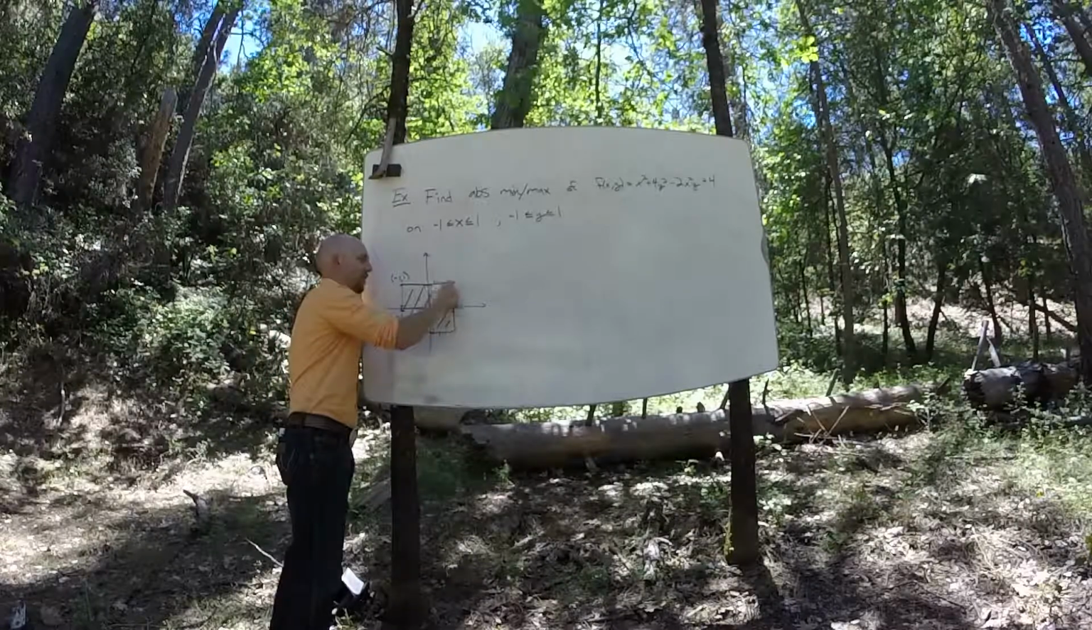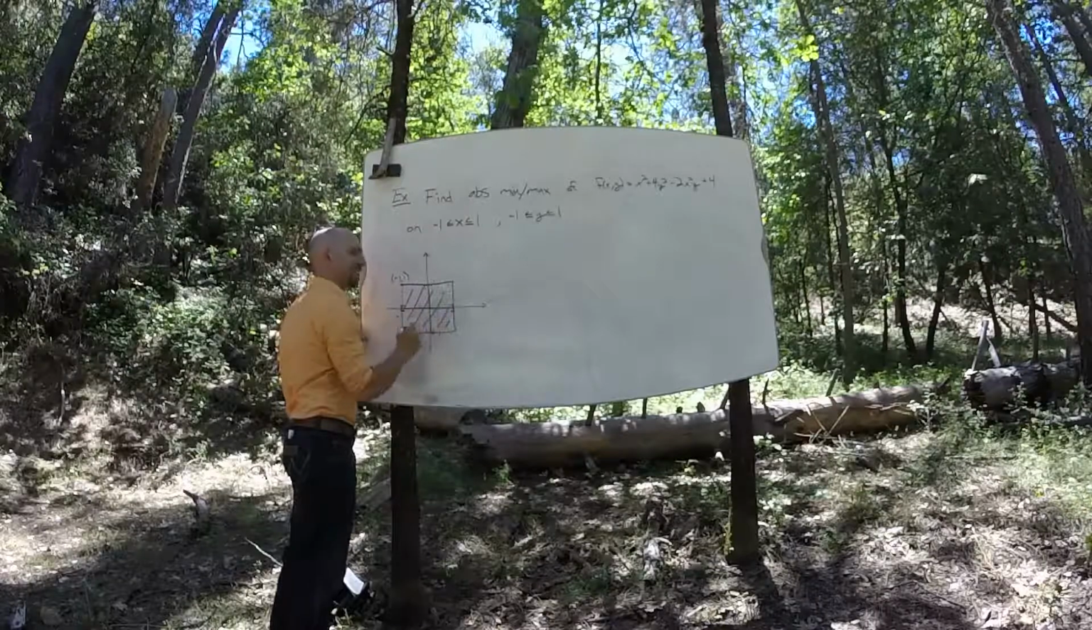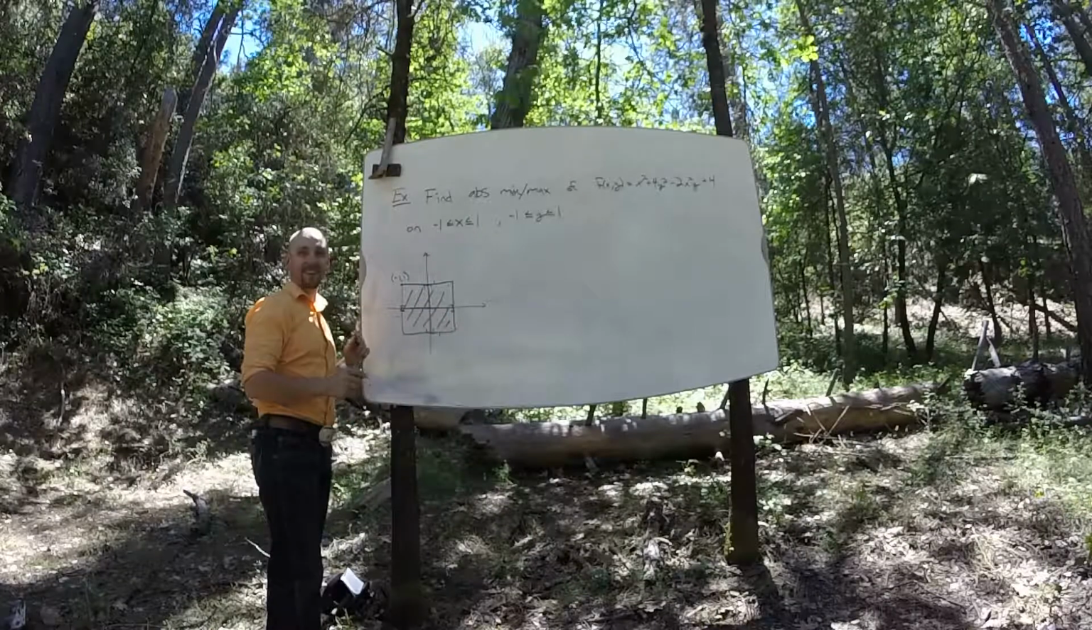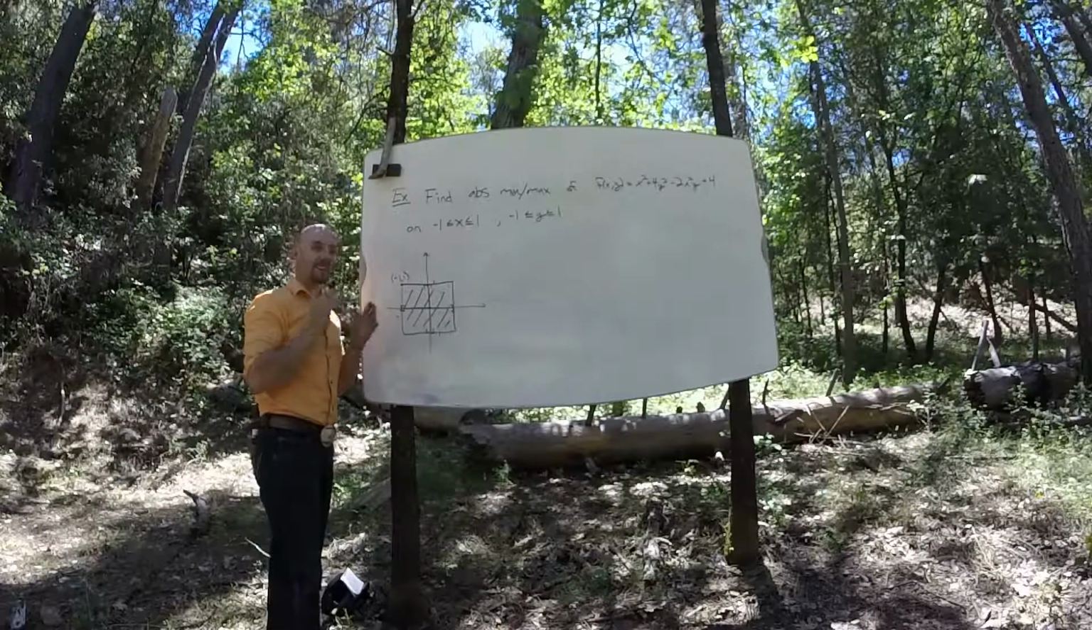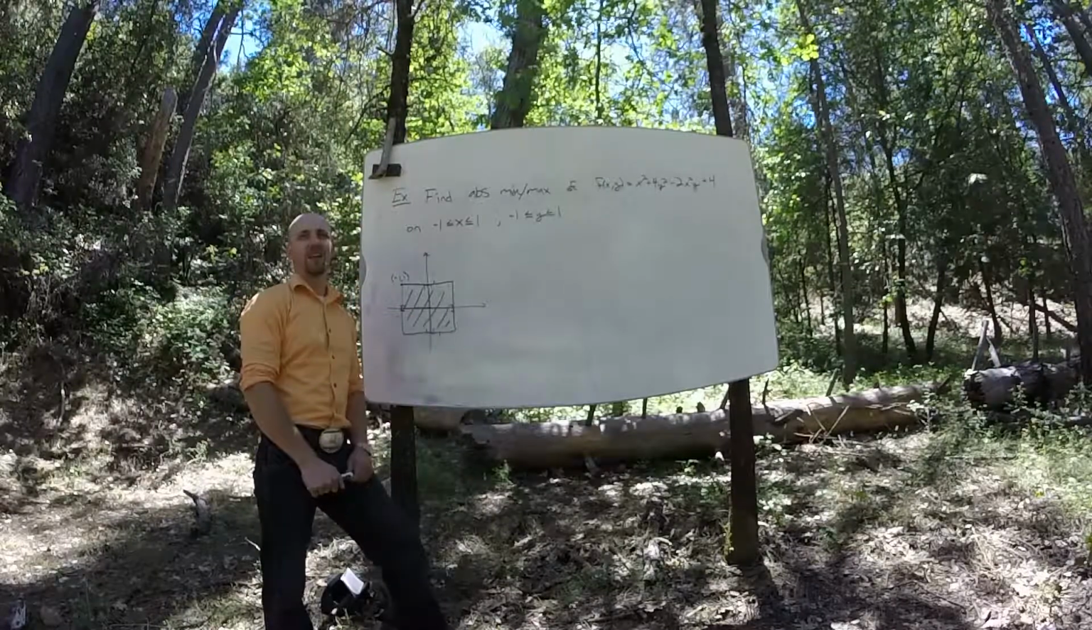What's the smallest radius you can get away with? Square root of 2, right? Because that's how far this is. Okay, so closed, bounded, so I know it has a max and a min. How do I go about trying to find them?